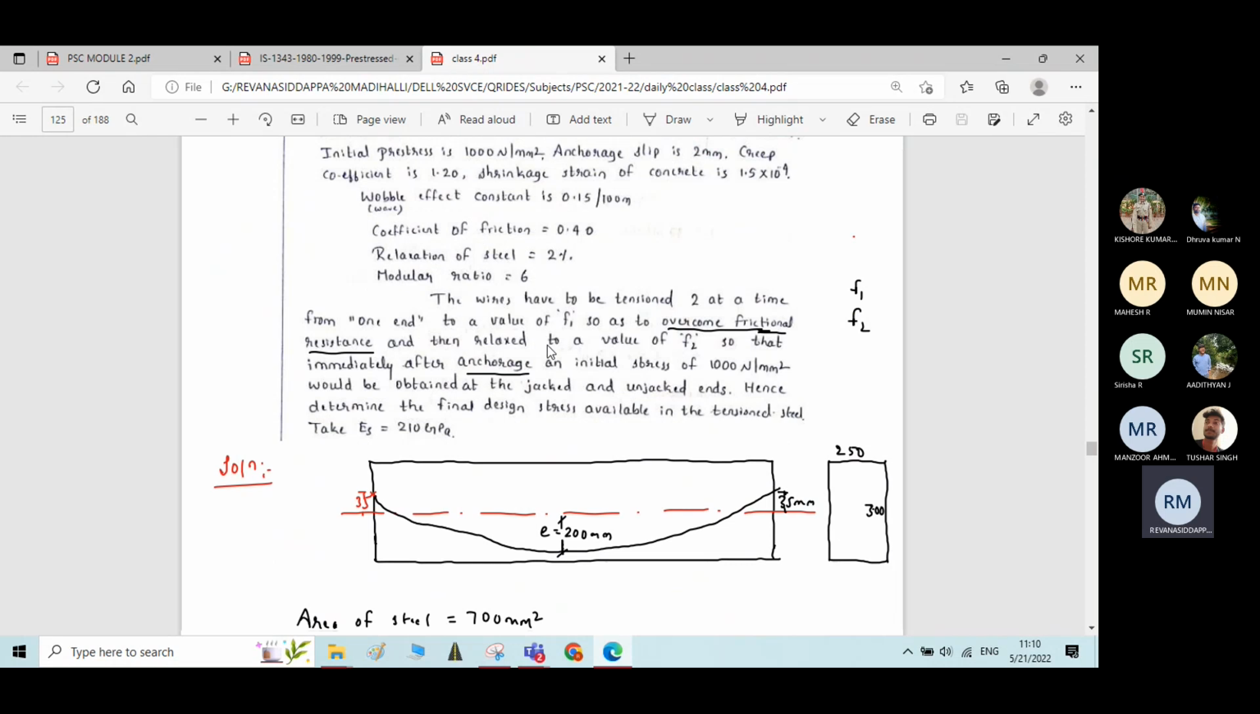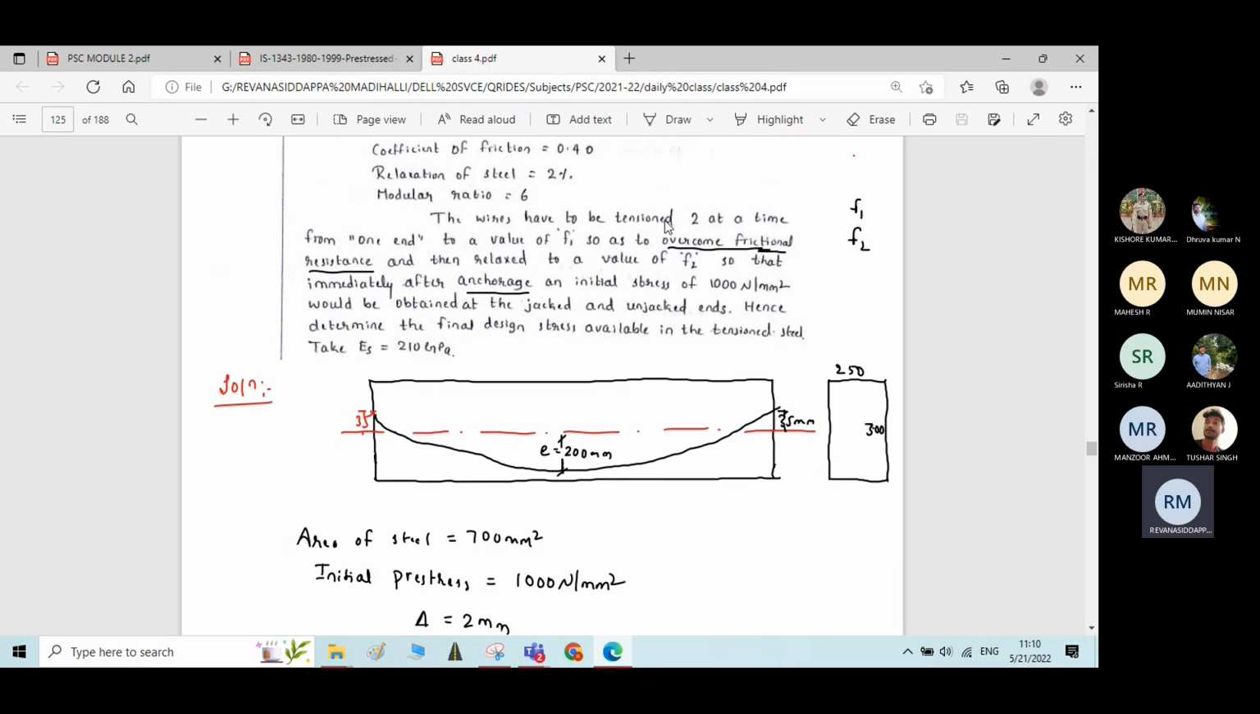Okay, so moving to the question, the wires have to be tensioned 2 at a time from one end to a value of F1, so as to overcome frictional resistance, and then relax to a value of F2 so that immediately after anchorage an initial stress of 1000 Newton per mm square would be obtained at the jacked and unjacked ends. Okay, please understand this sentence carefully.